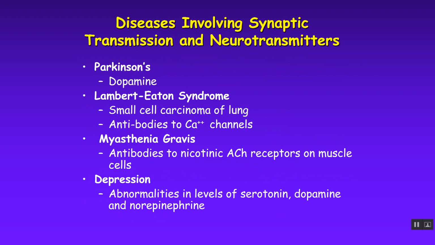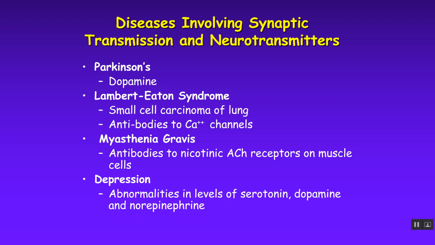So, just a couple lists of some common diseases that you'll see that involve neurosynaptic transmission or neurotransmitters in some way. We mentioned Parkinson's and dopamine. There's a syndrome called Lambert-Eaton syndrome. It's a small cell carcinoma of the lung that, when they have this cancer, releases antibodies to calcium channels, and it impacts calcium channels so that you block the calcium channels and can't get release of synaptic vesicles. Okay, so it impairs nerve transmission via blocking of or damage to calcium channels.